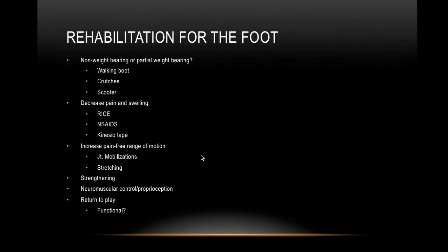And the next phase would be to start increasing pain-free range of motion. You can do that with joint mobilizations and stretching, and in your book, it goes into a little more detail with that. Just to give you a heads up, this is essentially the order that you're going to replicate for other body parts as well. You would start with decreasing pain and swelling, then increasing range of motion, next strengthening and neuromuscular control, proprioception, and finally getting back to play.